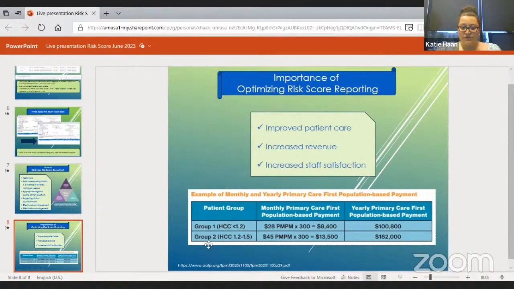So taking a look here, we have two different groups. Group 1, where that risk score was less than 1.2, and here where it's between 1.2 and 1.5. Based off of that risk score, you can see how much the insurance is really investing in these patients, that they really are going to end up probably going to the doctor more often, or potentially using emergency services more often. So the insurances do recognize that when we're accurately describing the risk of the patient, it does translate into more population-based care. And that was my last slide.